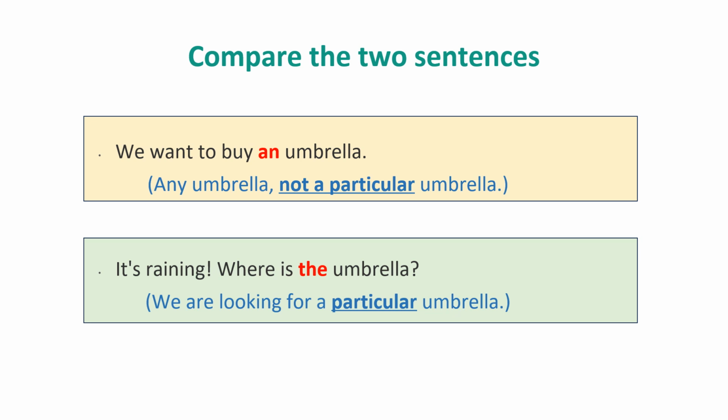We want to buy an umbrella. It's raining. Where is the umbrella? We want to buy an umbrella. Any umbrella, not a particular umbrella. It's raining. Where is the umbrella? We are looking for a particular umbrella.